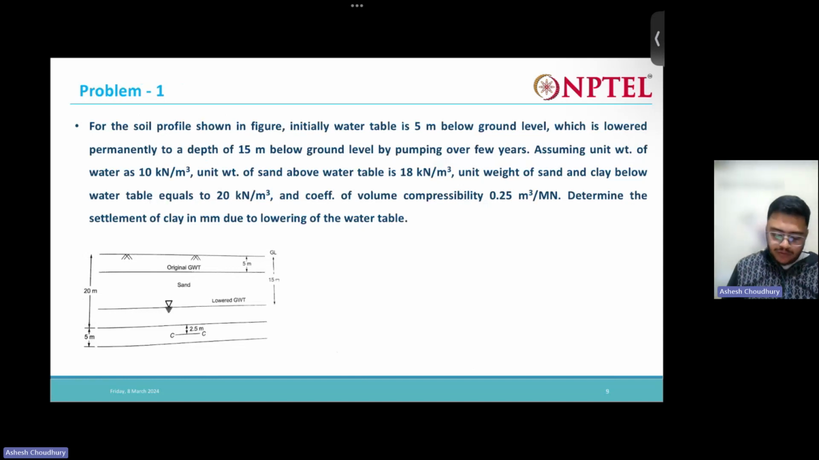So what we have to do is that here we have a clay layer. The clay layer is present here, and above that we have a sand layer.